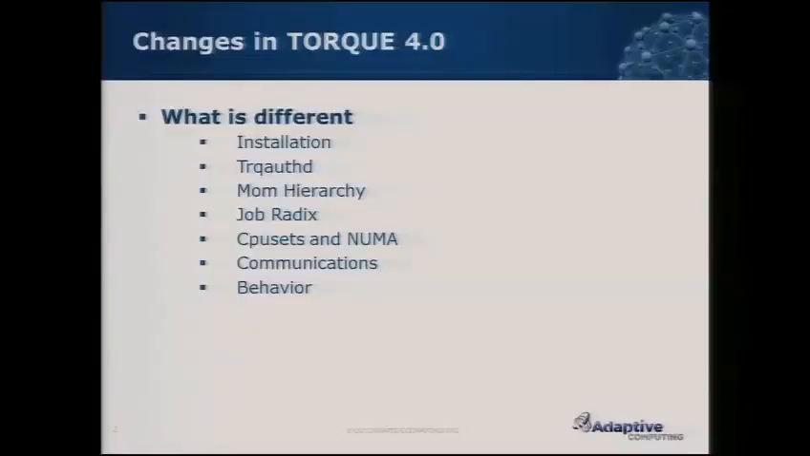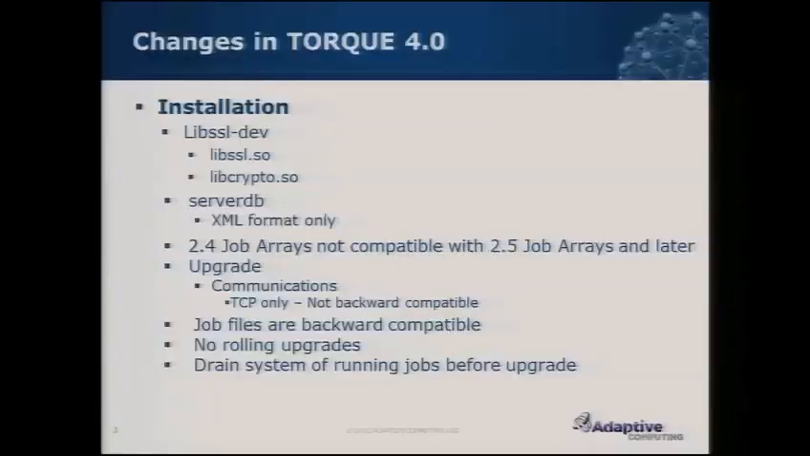We have a new daemon. This is for client commands, Torque off D. We have a couple of new optional things. We'll be talking about the MOM hierarchy, job radix, CPU sets and NUMA. We've added HWLOC to help us with that. Our communications is all TCP now, and then there's just lots of new behavior and a few other things that we'll be talking about. So first of all, let's start with the installation.